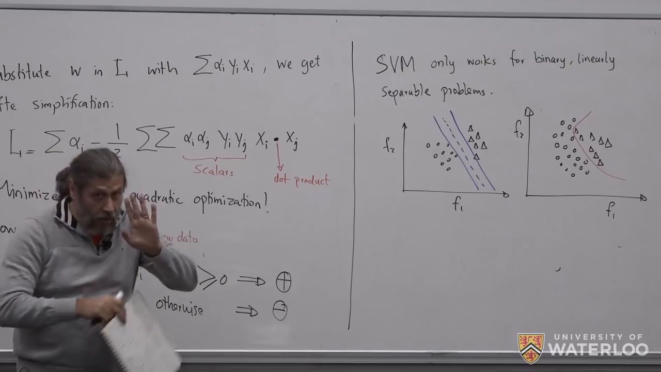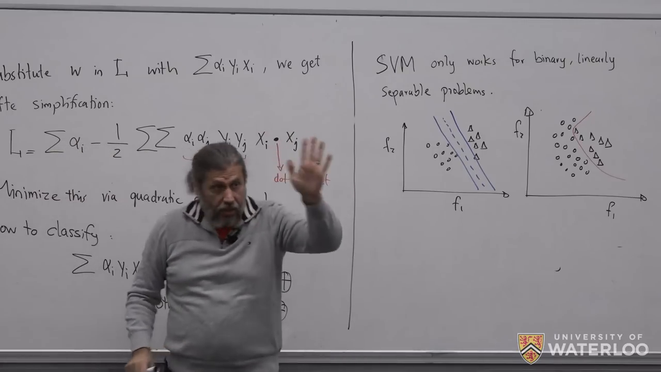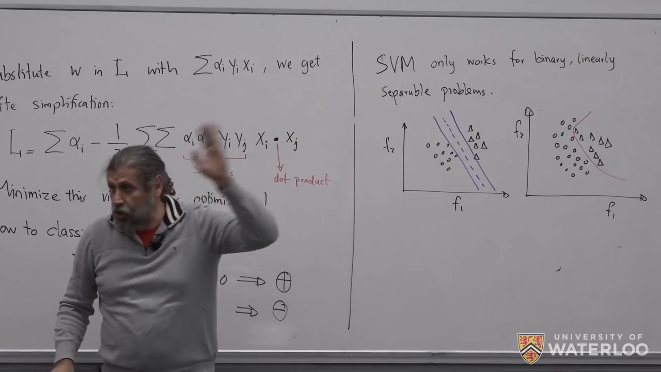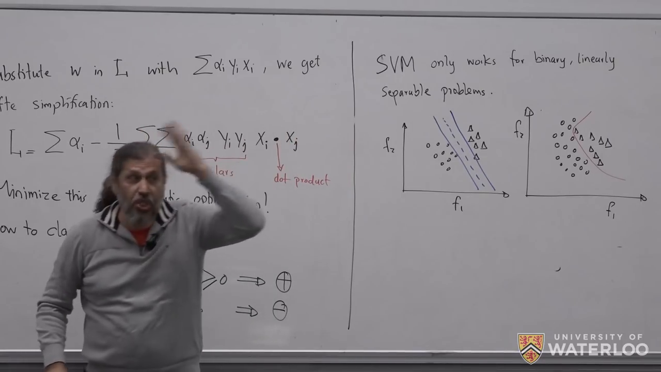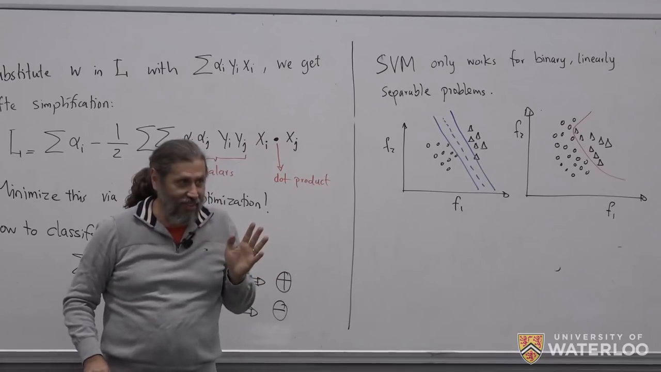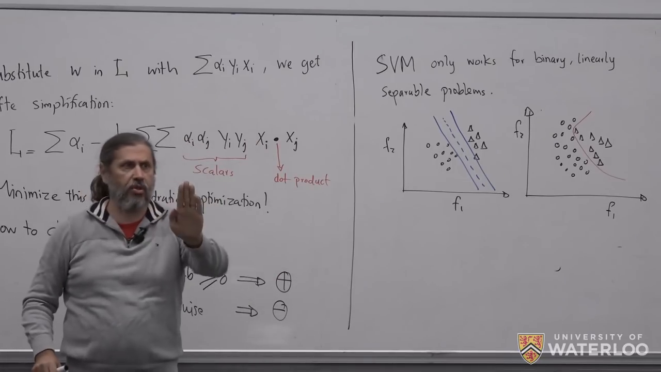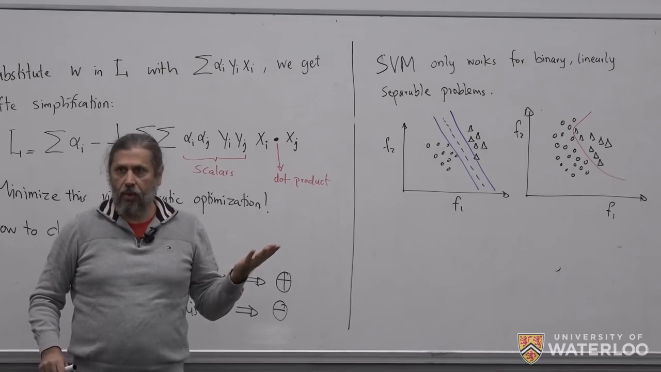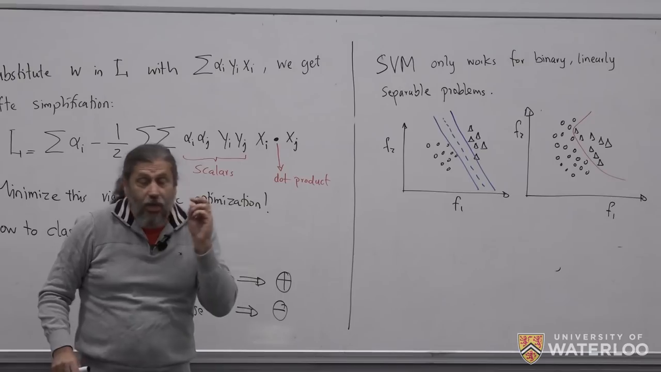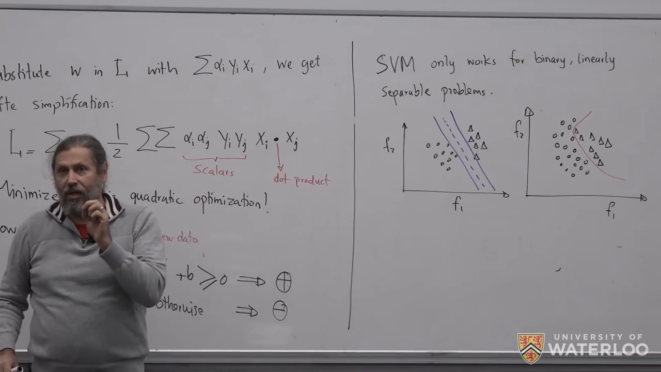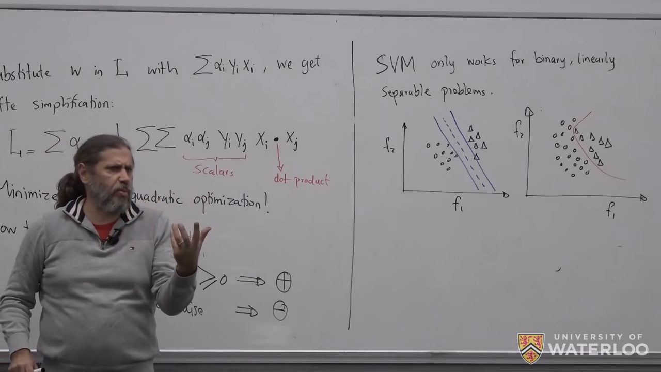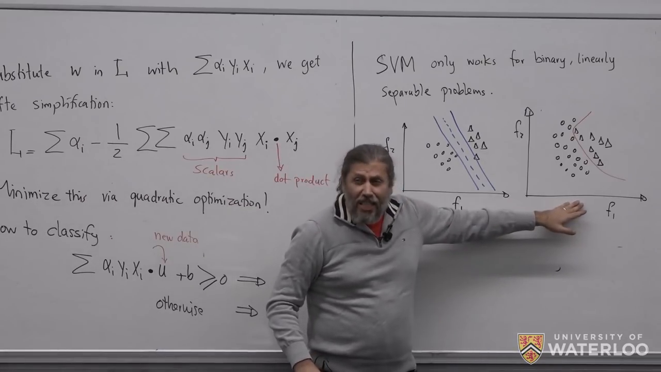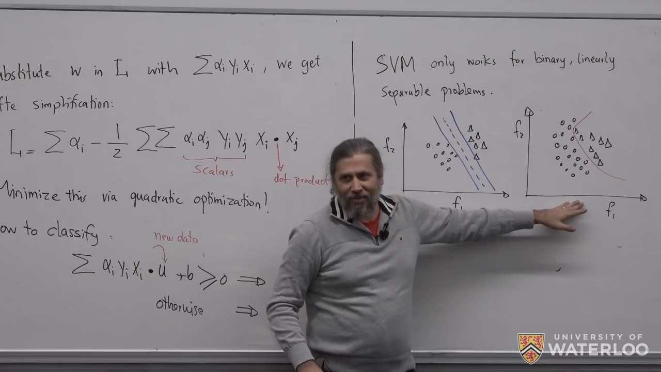So, okay, we can live with binary. Super mighty neural networks are doing binary classification. There is no shame in binary classification. There are tough problems. Cancer, yes or no? Very serious problem. So binary does not necessarily mean simple. From classification perspective, it's simple, but not necessarily. But non-linearly separable, that's a problem.